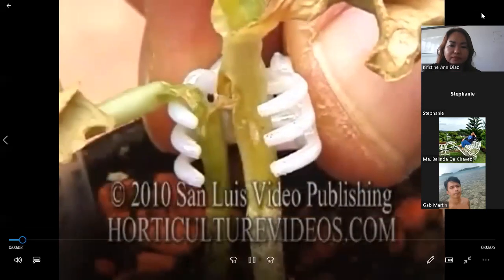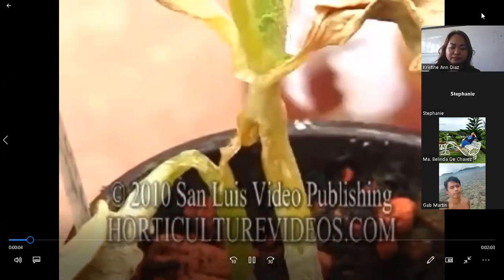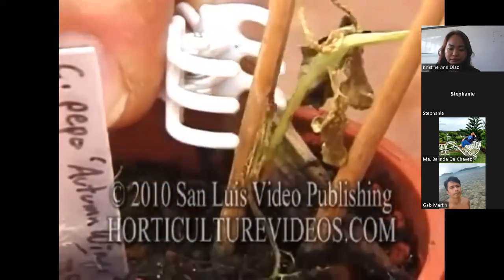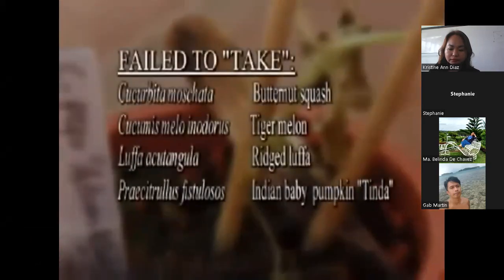Of course, not all members of the cucumber family will make good grafting subjects. Here are some of the cucurbits which we found would not function as rootstock or scion. These species all failed in our trials.